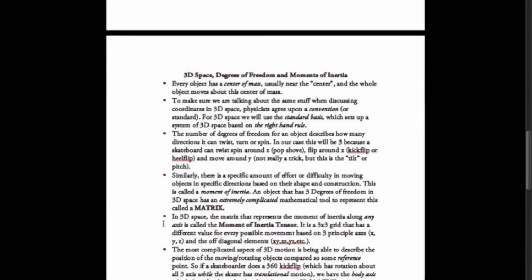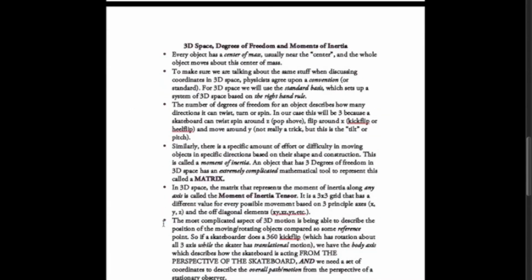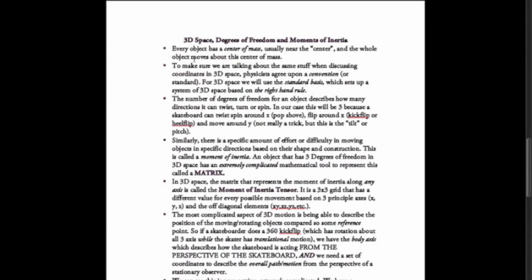Now that we understand vectors better, let's start talking about how things move through 3D space. Every object has a center of mass. It's usually near the physical center, and the whole thing moves around this center of mass, and forces act on the center of mass. Also, when we're talking about things in 3D space, we need to choose the same coordinate system to make sure we're all talking about the same thing. Normally, we're going to choose x, y, and z Cartesian coordinates, but not always. And that's important, because when we're talking about spinning stuff, we don't.